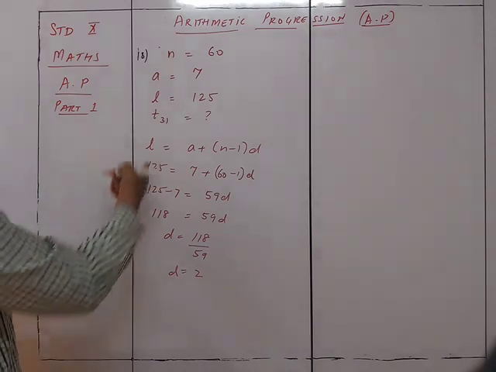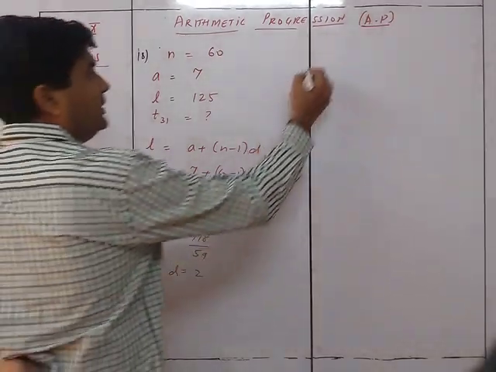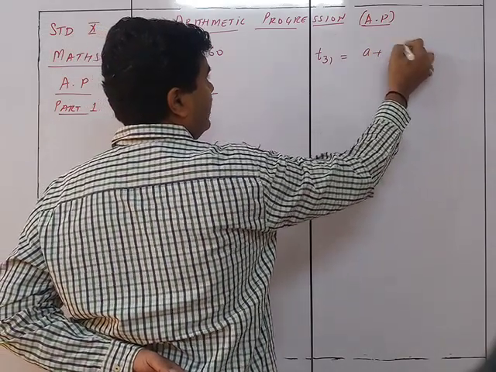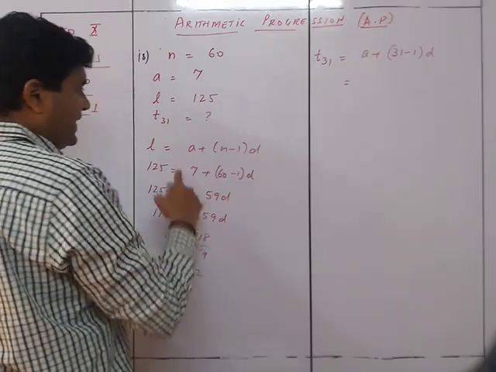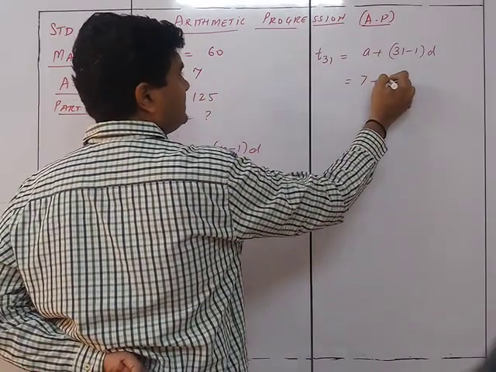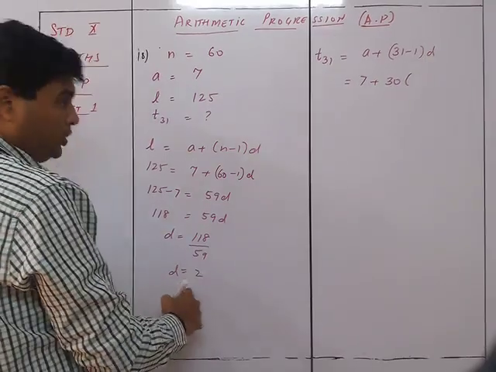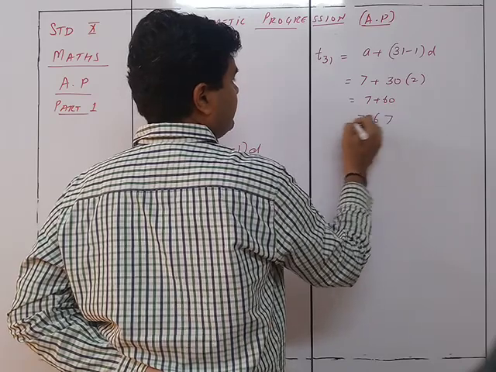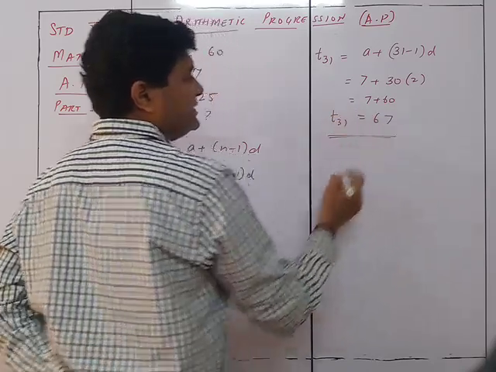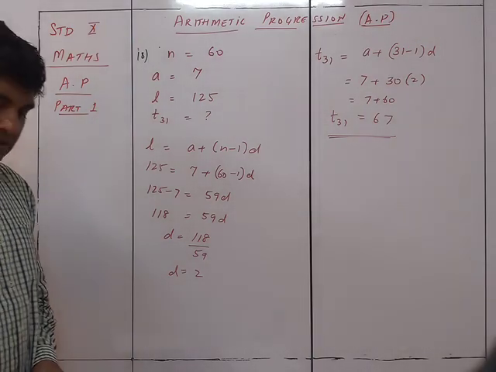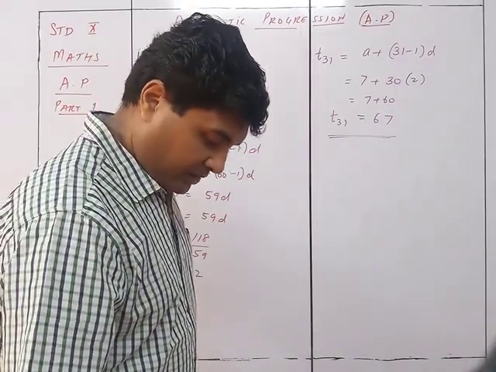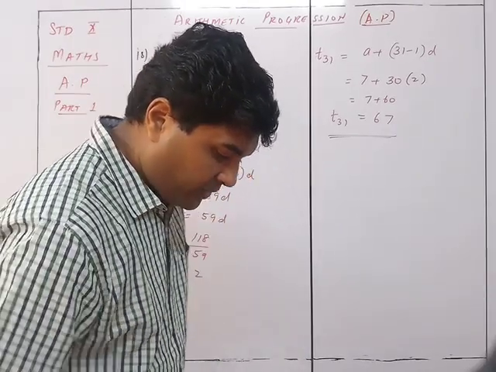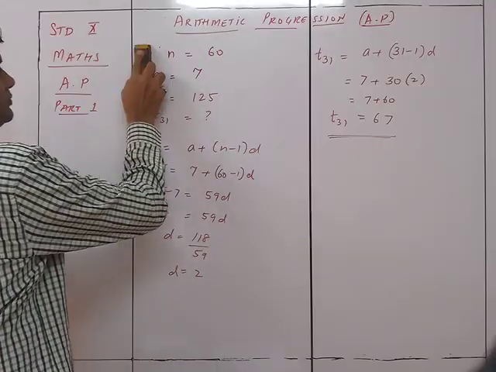Now I just need to place the formula for T31. T31 is equal to A plus 31 minus 1 into D. A is given to me as 7, so 7 plus 30 into D, which is 2. That is nothing but 7 plus 60, which is 67. So T31 will be 67. That was sum number 18, the answer is 67. We move on to the 20th sum.